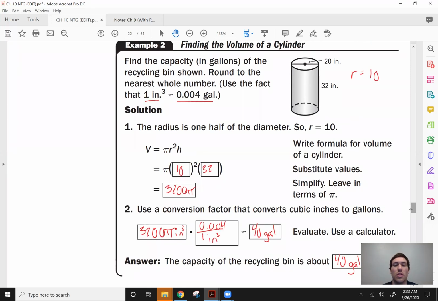So in other words, for every cubic inch, 0.004 gallons fits into it. So if the volume, in this case, was 3,200 pi, if I multiply that by 0.004, it tells me how many gallons it'll hold.